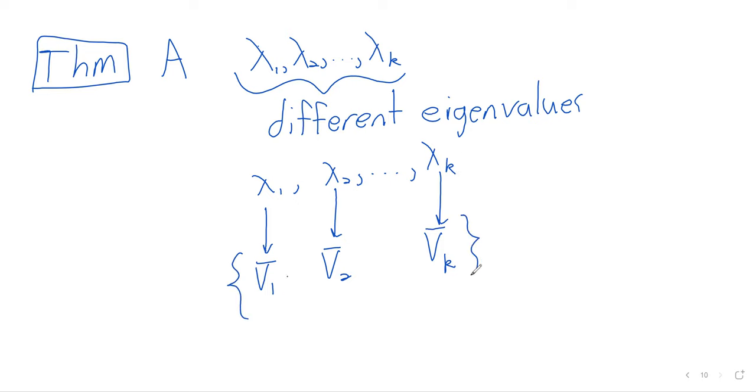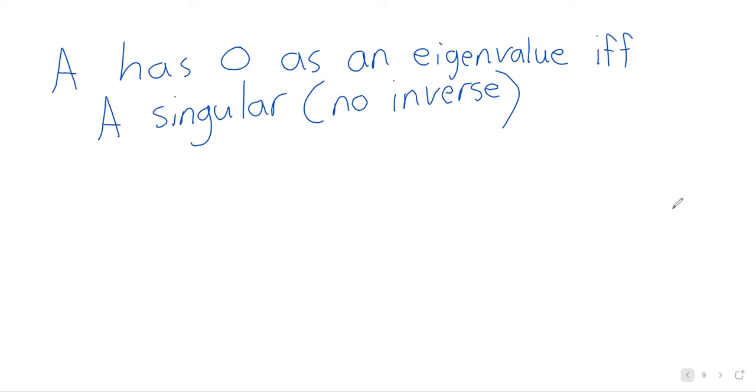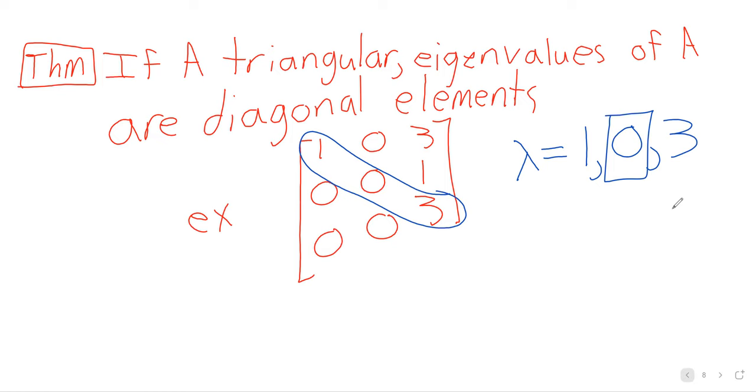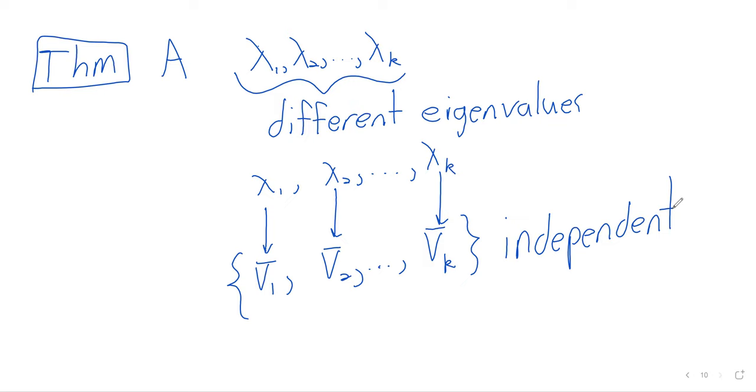then this set of vectors is linearly independent. Different eigenvalues give independent eigenvectors. And that is a major theorem that we'll come back to. I mean, all of these theorems have actually been pretty major, but this one especially is going to keep coming back up.